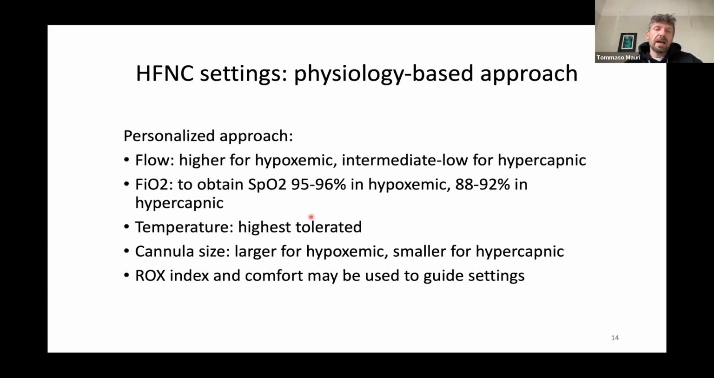Temperature, I would say the highest tolerated. Higher temperature is better for humidification, but may lead to poor comfort, so it's a balance. The cannula size data are very new, but maybe you could select larger for hypoxemic and smaller for hypercapnic. And finally, maybe ROX index or comfort could guide your bedside personalized setting. Thank you.